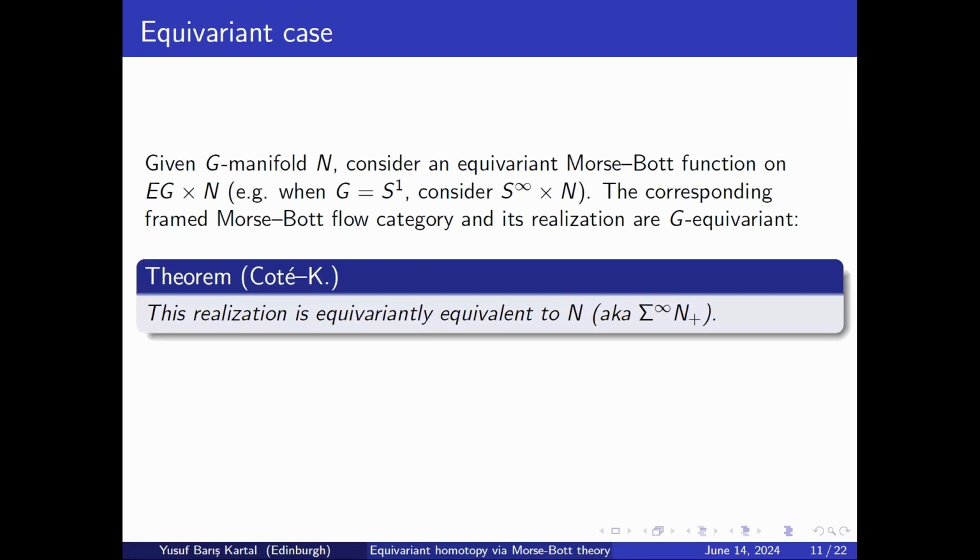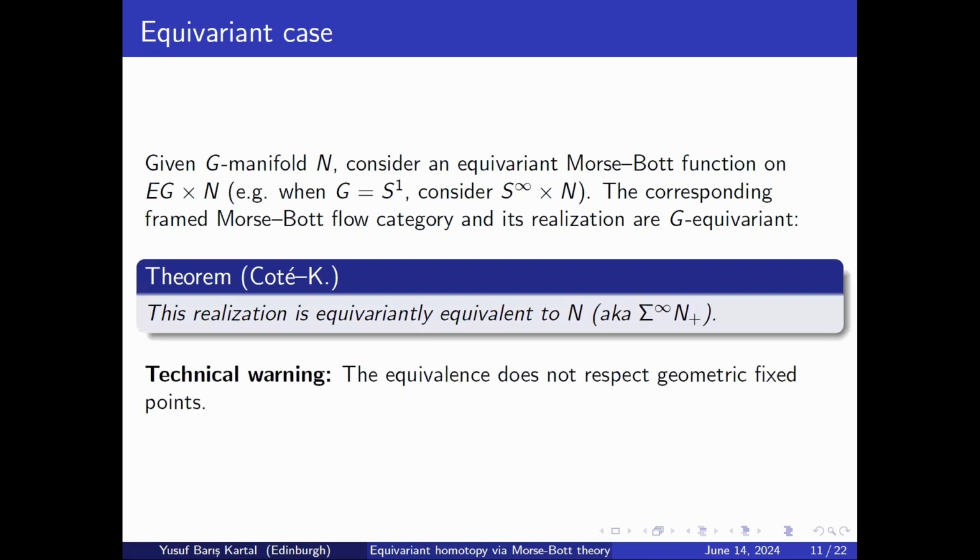But let me give you a technical warning here. The equivalence doesn't respect geometric fixed points. Meaning, both sides are genuine equivariant spectra, but somehow the genuine equivariant structure on the geometric realization side is not the right one. But you can do everything else. You can calculate homotopy fixed points, you can get homotopy orbits, etc.